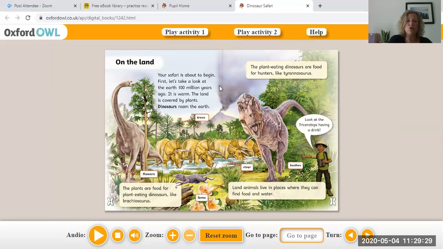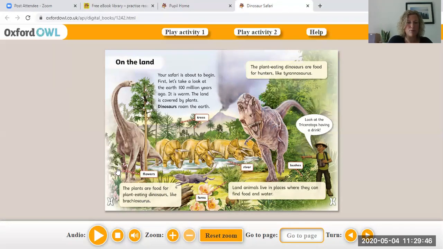On the land, your safari is about to begin. First, let's take a look at the earth 100 million years ago. It is warm, the land is covered by plants. Dinosaurs roam the earth. The plants are food for plant-eating dinosaurs like Brachiosaurus.